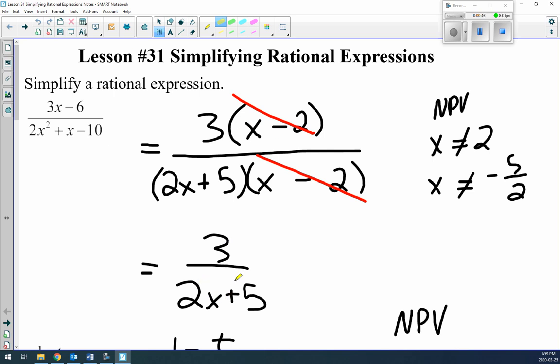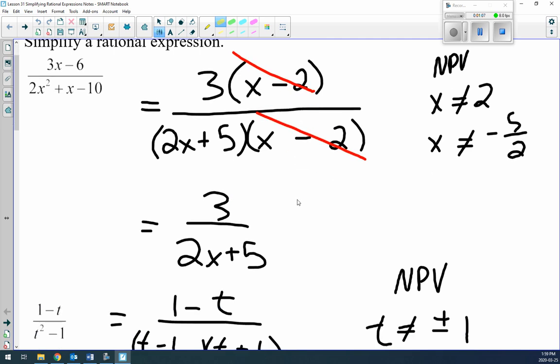Now, what you have to remember with the NPVs is you have to talk about your NPVs before and after you've reduced. If we look at the top here, we can see that the denominator has two binomials in it. We set both of those equal to 0, and we found out x cannot equal 2, and x cannot equal negative 5 over 2. So we have two NPVs. Don't make the mistake of just doing the one. If you do it just down here for this bottom one, you've done it wrong. Make sure you have it for both.